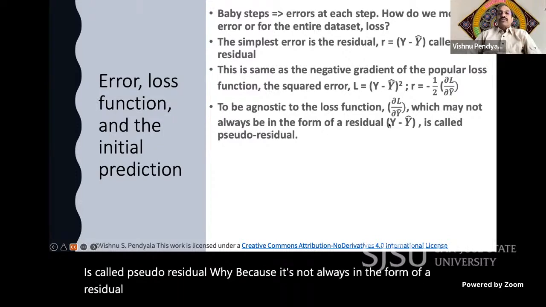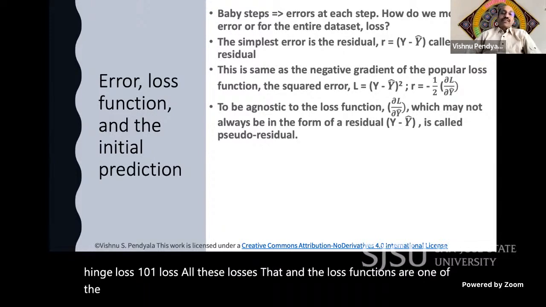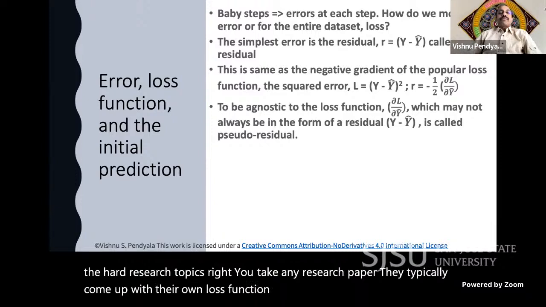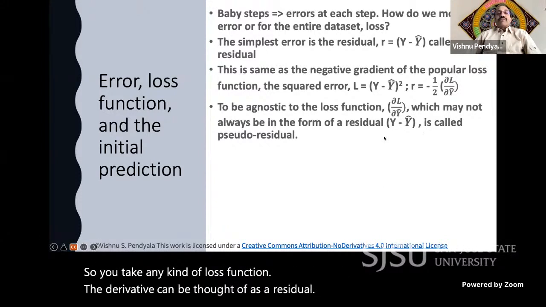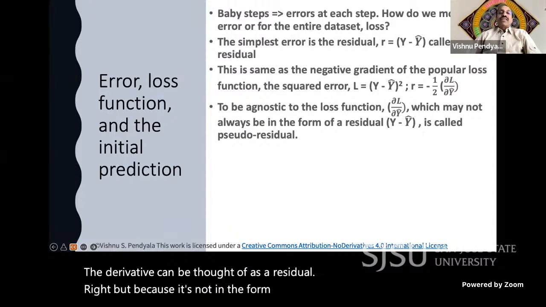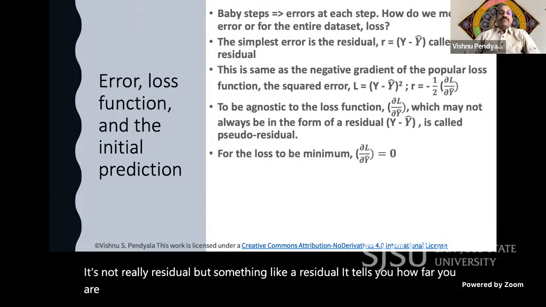You take hinge loss, you know various kinds of losses, right? Exponential loss, hinge loss, 0-1 loss, all these losses. And loss functions are one of the hot research topics. You take any research paper, they typically come up with their own loss function. So with any kind of loss function, the derivative can be thought of as a residual. But because it's not in the form of y minus ŷ, we call it a pseudo residual. It's not really a residual, but something like a residual. It tells you how far you are from the target value.